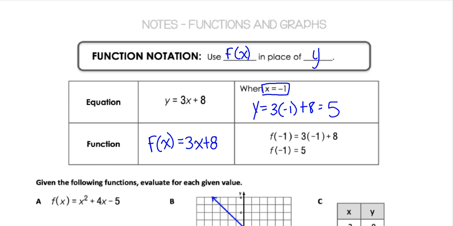Same thing in the function notation. Notice that we put the -1 in here for x, but notice it doesn't change the value. You don't have to solve for f or anything like that. It's just a notation way of saying it.